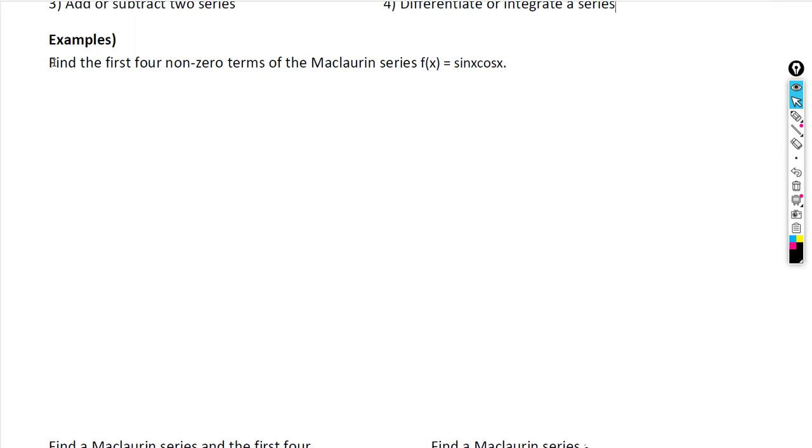So what we want to do first is find the first four non-zero terms of the Maclaurin series f of x equals sine x times cosine x. So how do we do that? Well, I want to find the first four non-zero terms. And so if I break apart this sine x here, we know that sine x, from the first video in Taylor-Maclaurin series, is equal to x minus x to the 3 over 3 factorial plus x to the 5 over 5 factorial minus x to the 7 over 7 factorial.